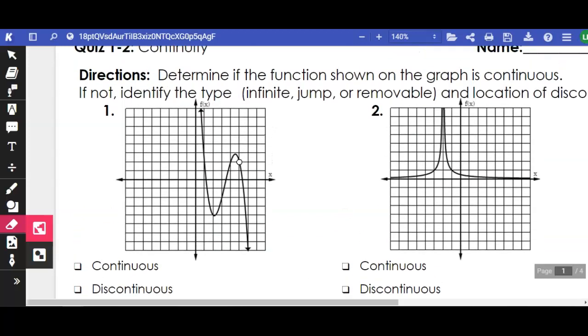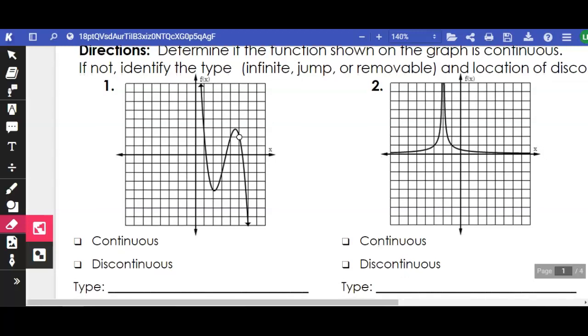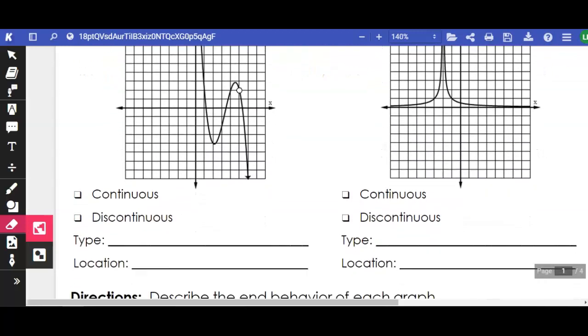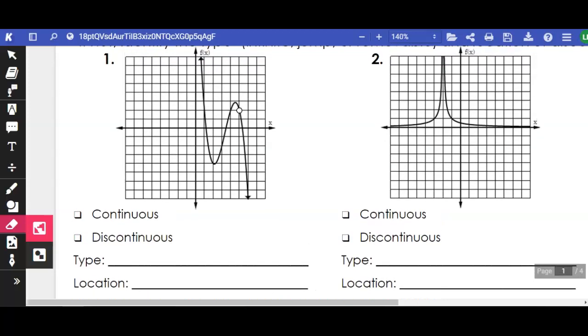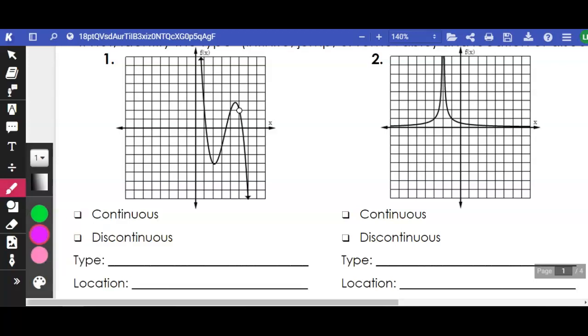Okay, let's do a quick review for the quiz. It says determine if the function shown on the graph is continuous. If not, identify the type of discontinuity and the location. All right, so here is my graph in number 1. And I have discontinuity right here, because there's a hole in my graph. And so that is definitely discontinuous.